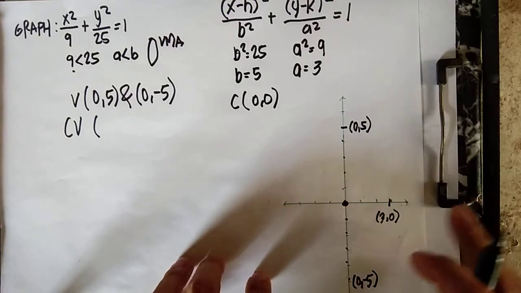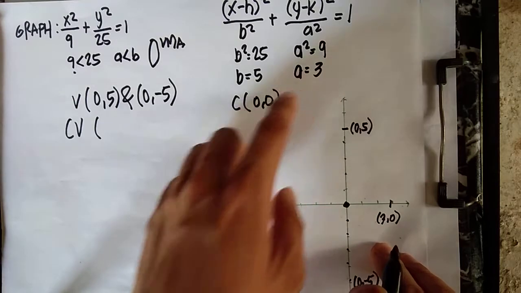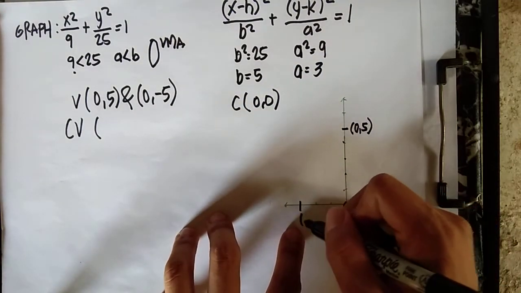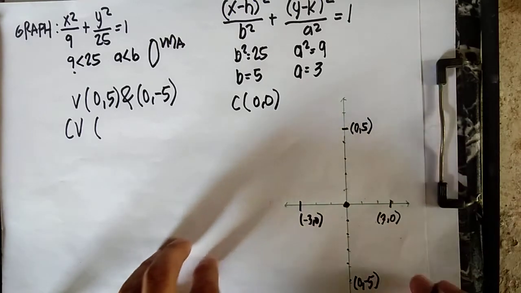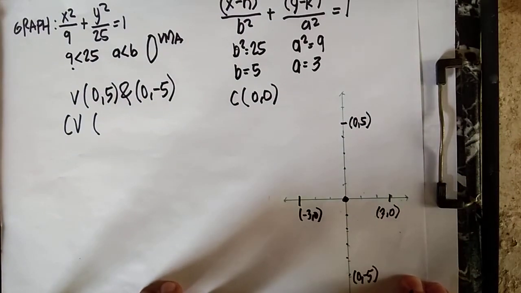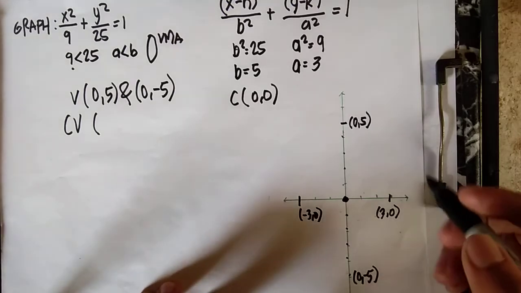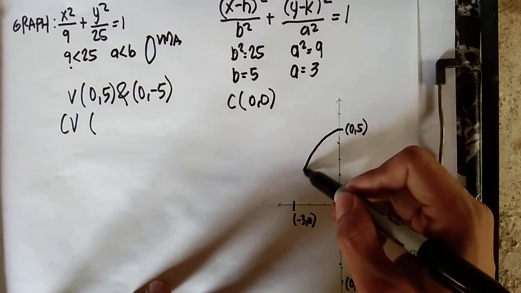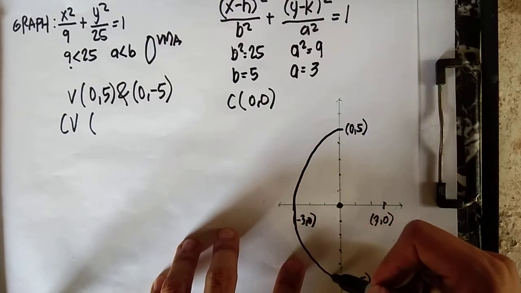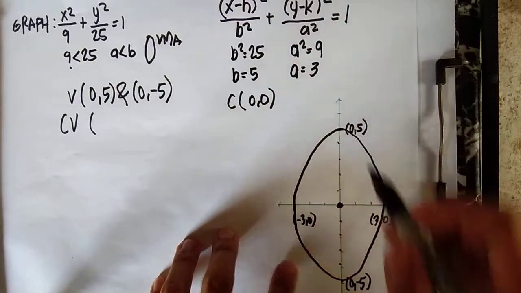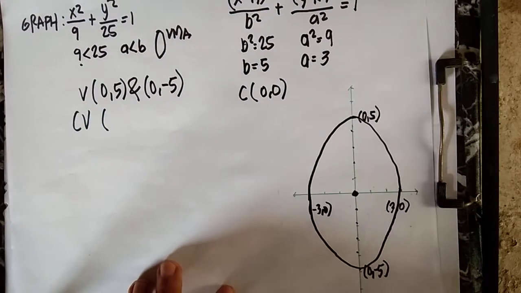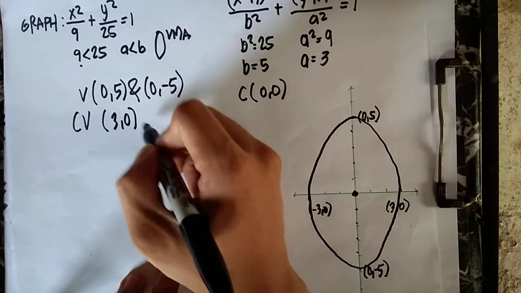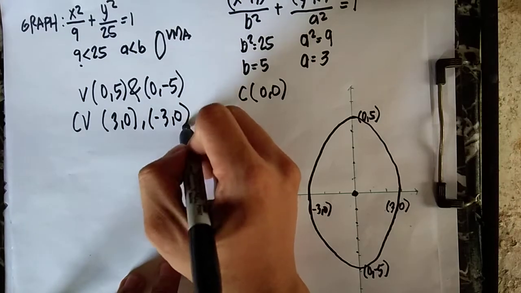So, since meron na tayo sa kanan, bibilang naman tayo ng 3 sa ating kaliwa. So, we will have 1, 2, 3. And this is at negative 3, 0. So, since alam na natin yung ating mga coordinates, we will have to trace yung ating points. So, ito yung ating ellipse. So, isusulat ko lang yung ating coordinates which is at 3, 0 and negative 3, 0.